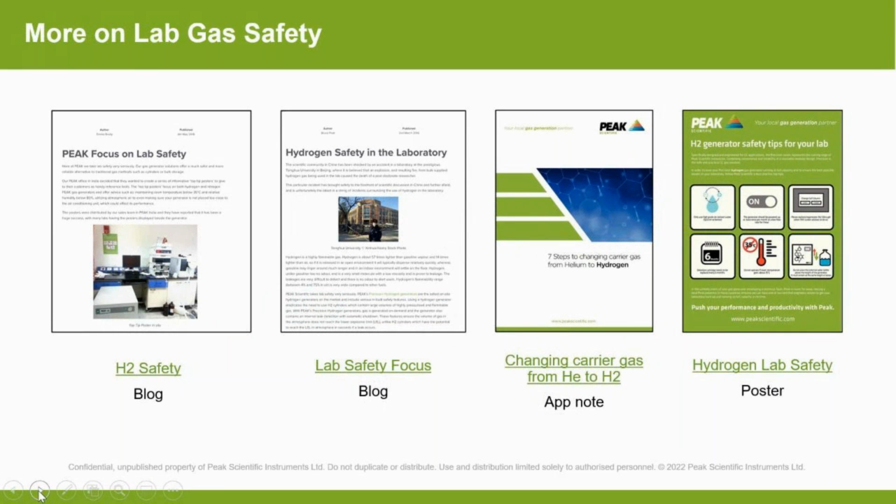Okay, so finally, I just wanted to highlight a couple of documents that we have on laboratory safety, which are available from the Peak website. We have a number of articles on hydrogen safety, so if you are looking for more information, you can find lots on the website. We have user stories where, if you're interested in the experience of other laboratories having switched from helium to hydrogen, we have a number of examples. We also have an overview of changing carrier gas from helium to hydrogen, which focuses particularly on the installation and the steps you should consider in terms of the gas supply to your GC, as well as some of the key points for the GC.